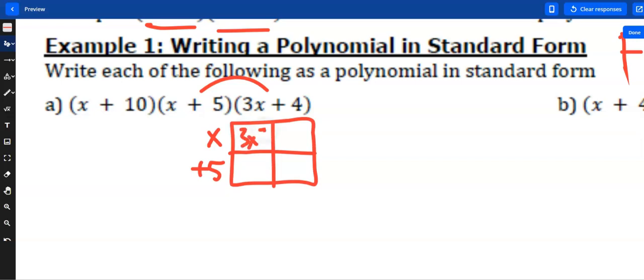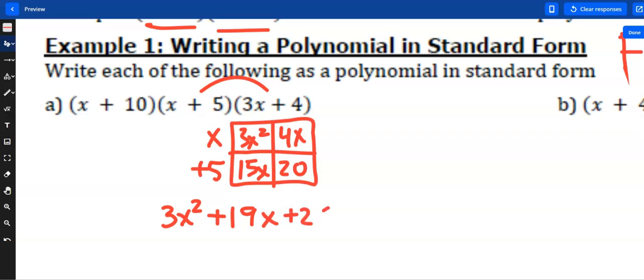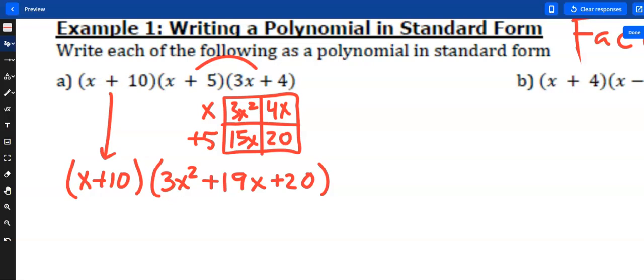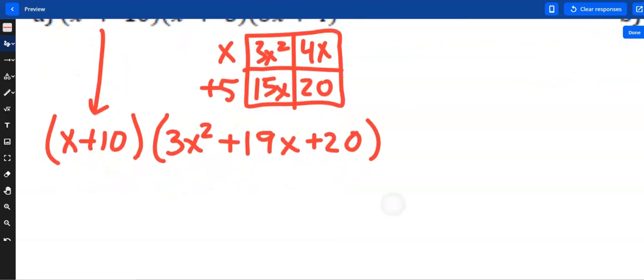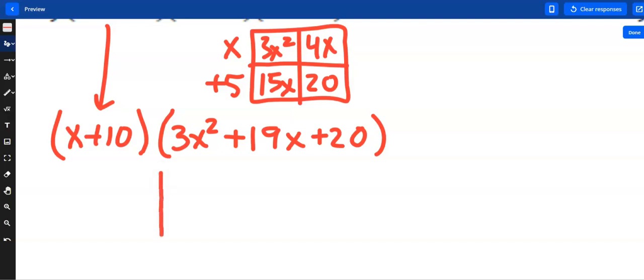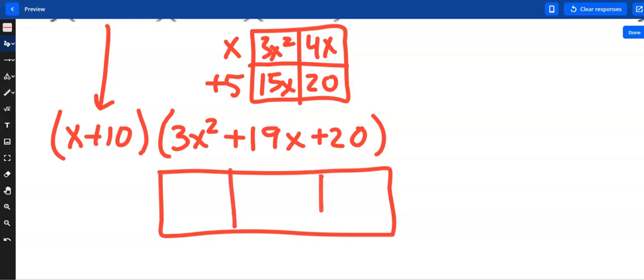So I have 3x squared, 4x, 15x, and 20. So what do I get out of that? I get 3x squared plus 19x plus 20 times, carry this one down because I didn't use it yet, x plus 10. Now, I could have just as easily taken the first 2, multiplied them together, and then multiplied by the last one. It literally does not matter which one you use. And now you can see that I'm putting my next box directly under this trinomial, and I'm taking this one and putting it on the side.